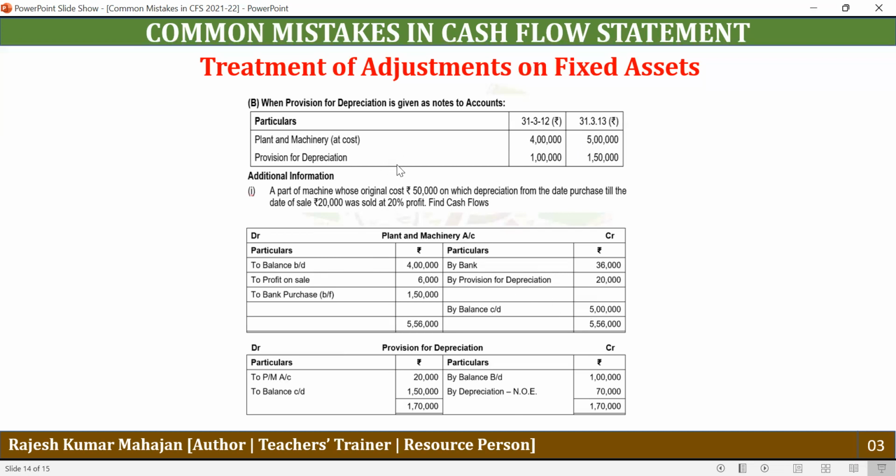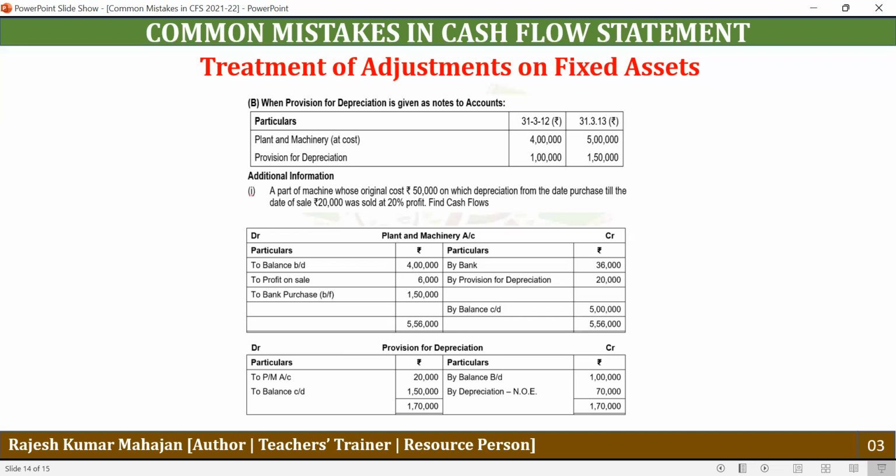Then we will write the provision for depreciation balance. In the provision for depreciation account, we will write By Balance B/D rupees 1 lakh, and the closing balance will be written on the debit side in the last. We will write To Balance C/D 1,50,000 rupees. Okay, so after writing the opening and closing balances of both the accounts, now we will show the adjustment part. So 50,000 has three parts. One is the amount of depreciation, 20,000.